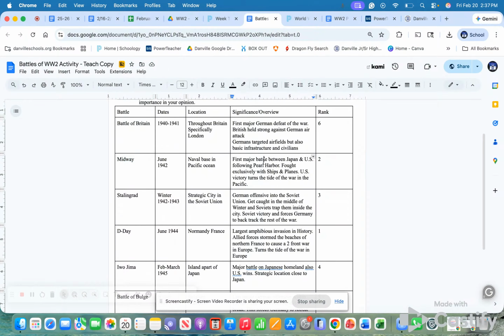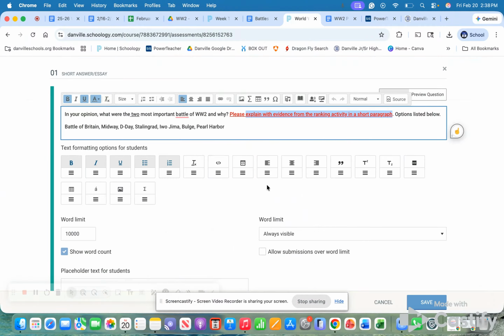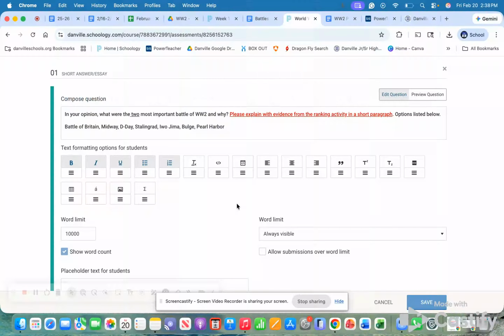Now, you can use some of this stuff I've talked about. For example, D-Day was the largest amphibious invasion in history. Midway was the turning point of the war in the Pacific. You can use those words in this description right here, okay? So before you do anything else today, make sure you have that summative complete and turned in.